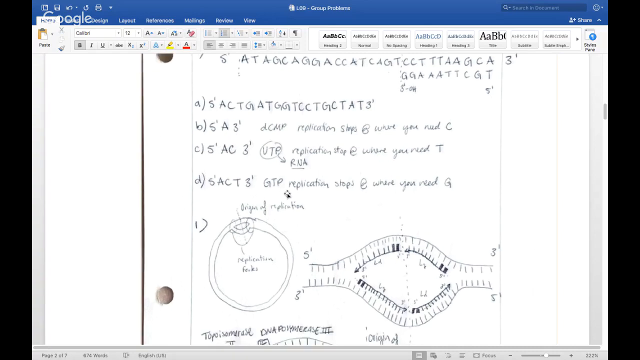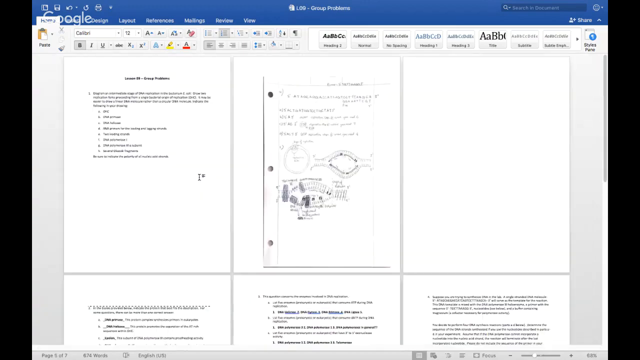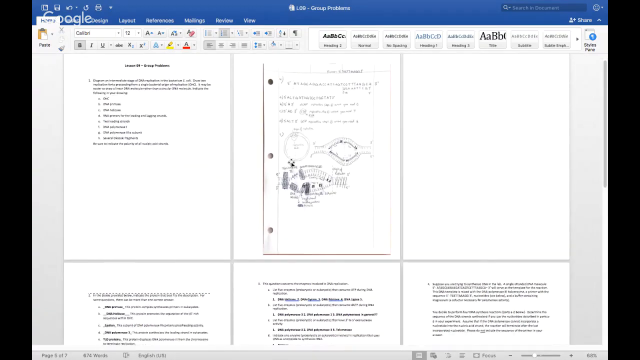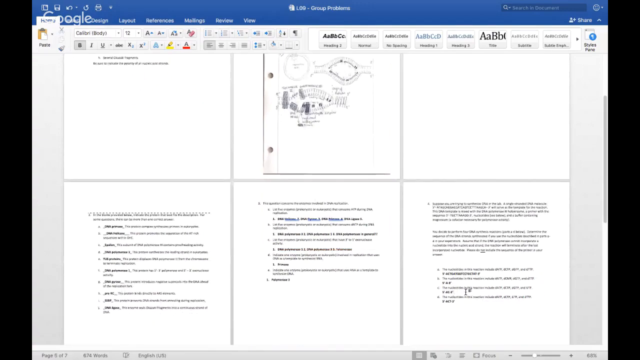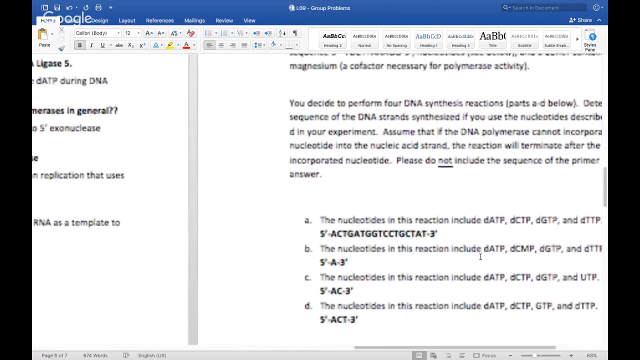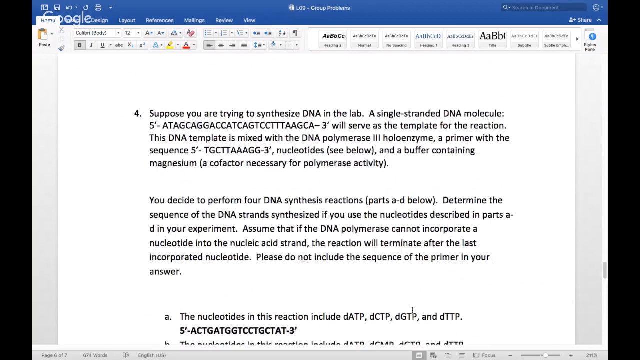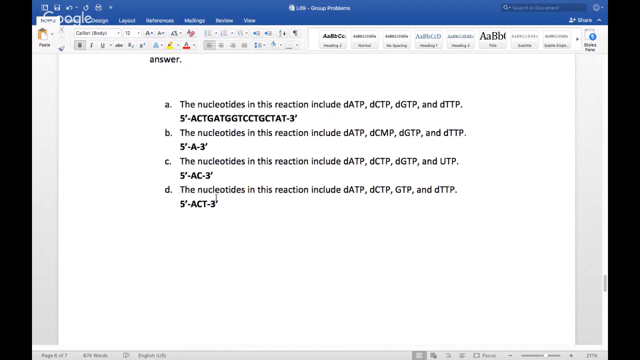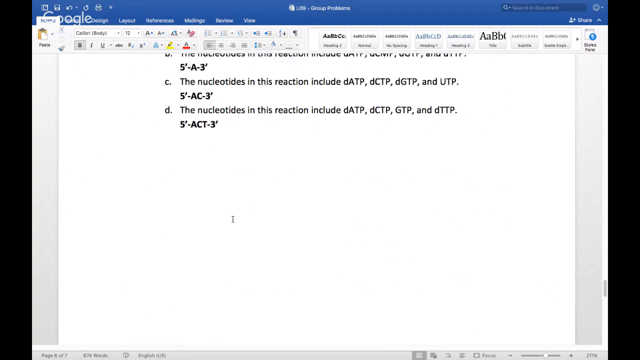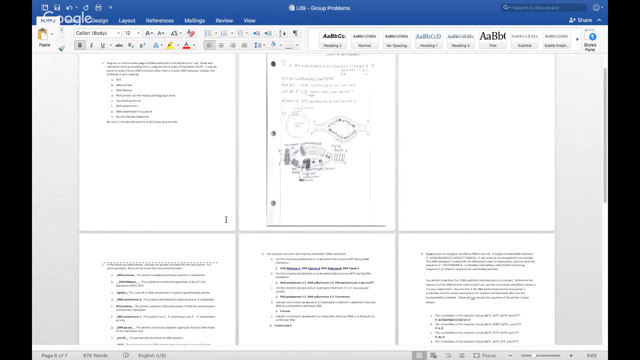So D is the same deal. I think I misplaced the wrong. And D is talking about, right, okay. Right. So the same deal there on my sequence, you'll stop at where you need G. And so you get ACT, 5' to 3'. And that's how you do that gene replication problem.